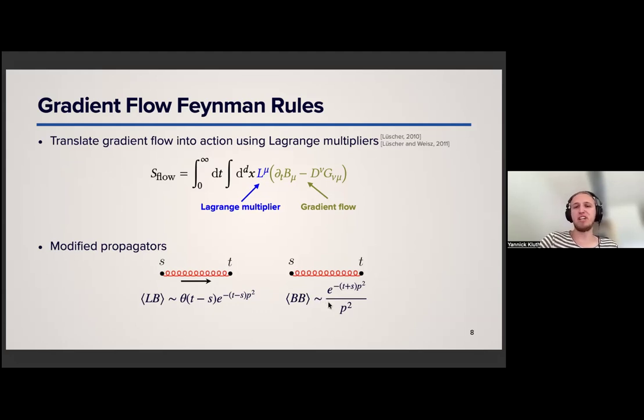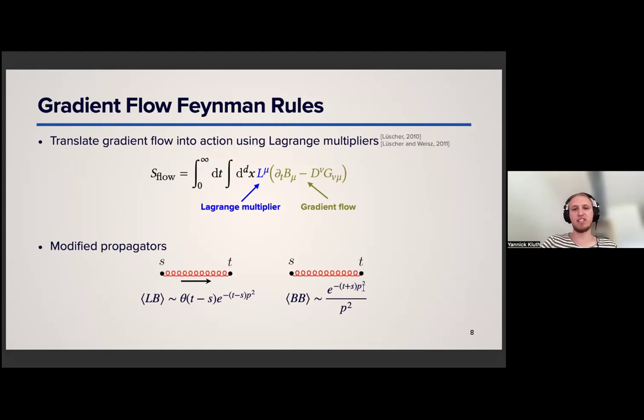So basically, we just have the standard propagator. Of course, there will be some sort of Lorentz structures like g_mu_nu floating around here. But we get some modification that's from this gradient flow formalism. And this is exactly this exponential of e to the minus (t plus s) times p squared, which we could already have expected from solving the flow equation at leading order in the coupling. And yeah, we get these modified propagators.